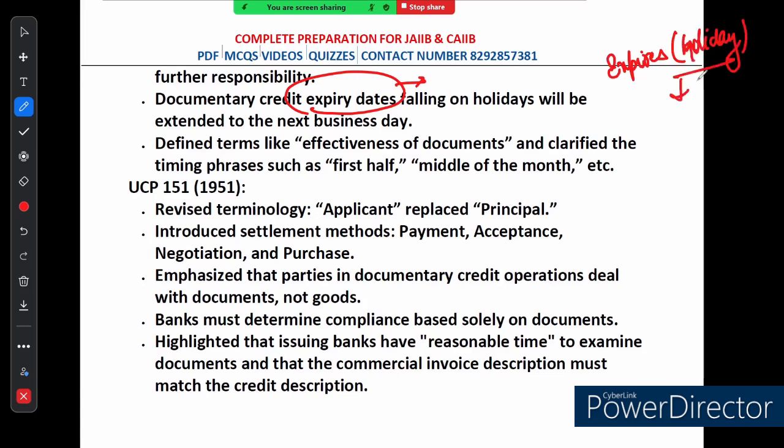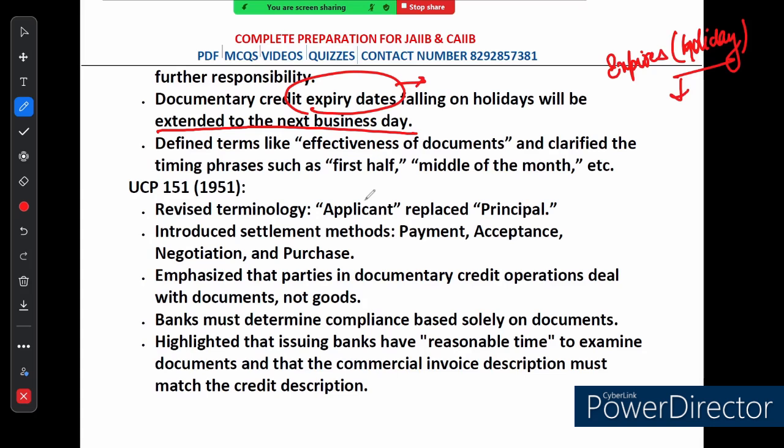Okay, so what happens if the documentary credit expires on a holiday? According to the UCP rule, the expiry date is automatically extended to the next business day. This ensures that no one misses out on fulfilling their obligation simply because the bank was closed. So that's the key point here.